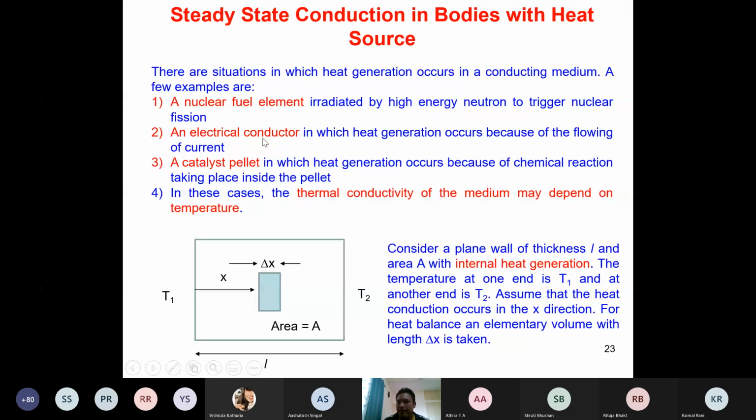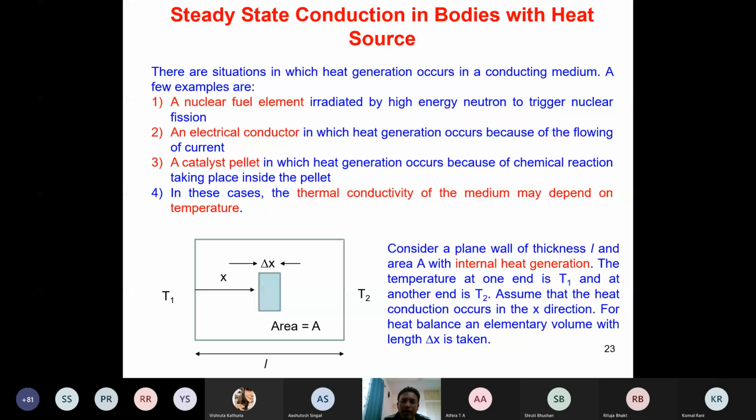Okay. Another commonly seen example is an electrical conductor. You can take an electric wire. Because of the resistance, when the current is flowing through a wire, heat generation takes place, and this heat is dissipated in a radial direction. Okay. One more example is a catalyst pellet, a spherical catalyst pellet. Here you can see because of chemical reaction, heat is generated inside the catalyst pellet. Okay. So these are the commonly seen examples when heat generation is taking place inside the system.